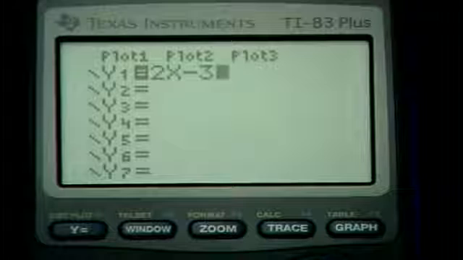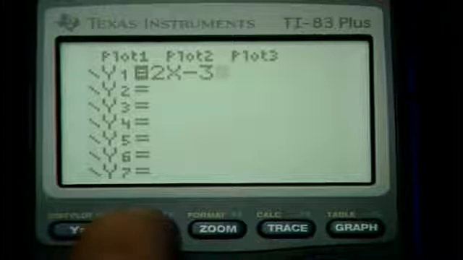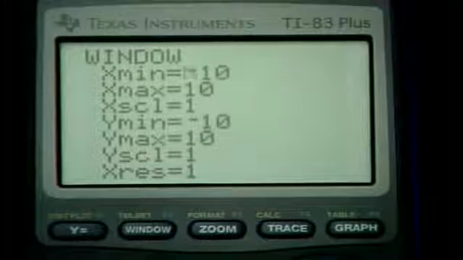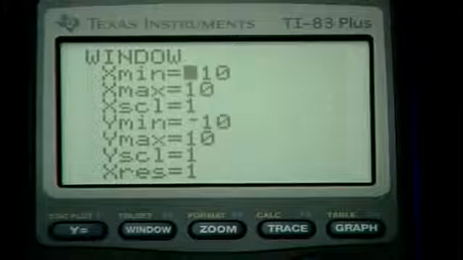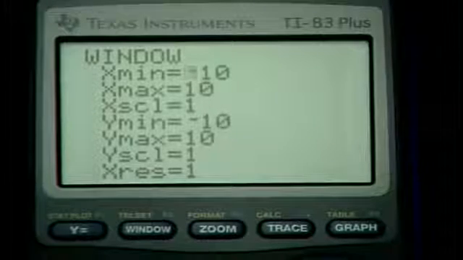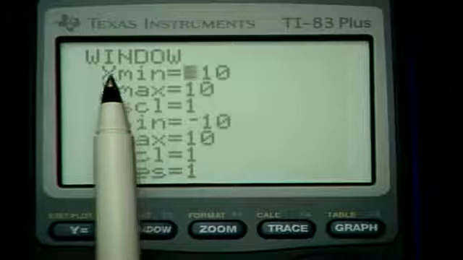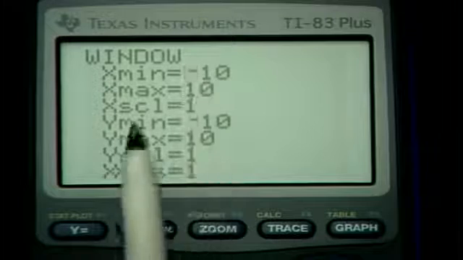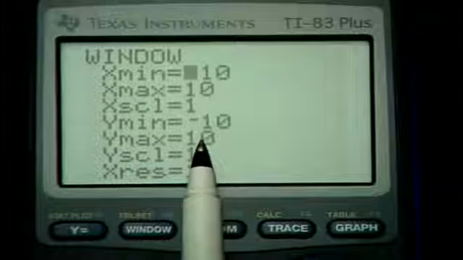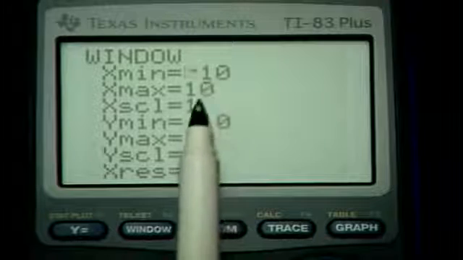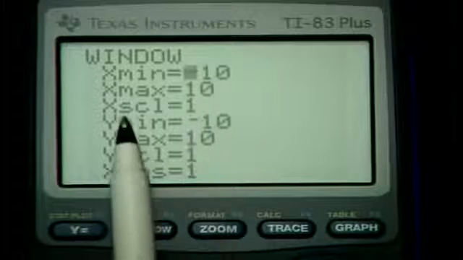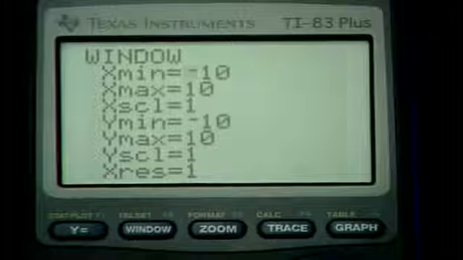Now let's just survey some buttons up here. The window button allows us to see the units that are designated for our viewing window. X minimum, -10, X max 10. Same idea for the Y's. Now these are just horizontal distances, and these are vertical distances. The X scale I'll talk to you about in just a little bit.